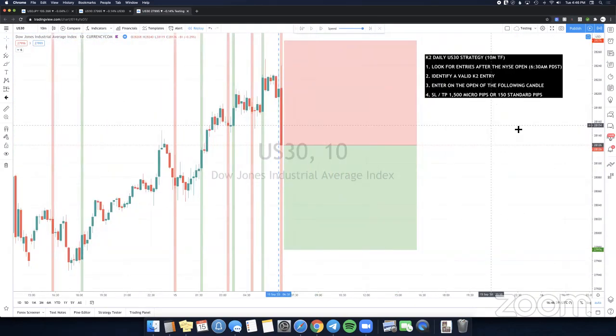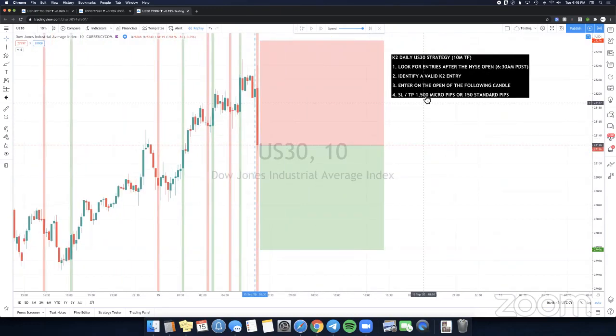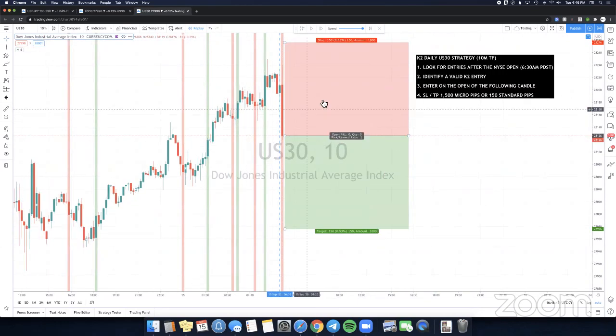So basically all of our measurements are going to be off the micro pips because that's what most brokers use. But just for this demonstration right here, this is just so you guys don't get confused. Like it says 150, but technically it's 1,500 micro pips.